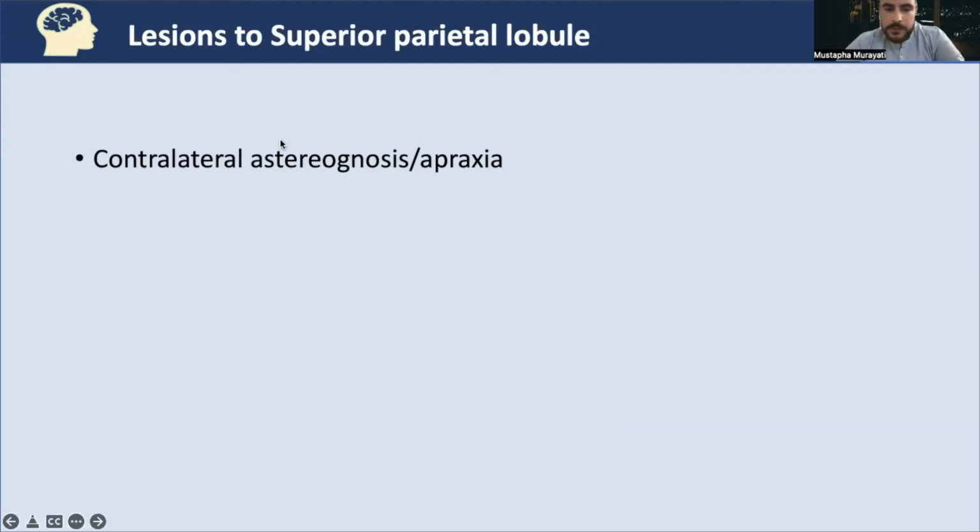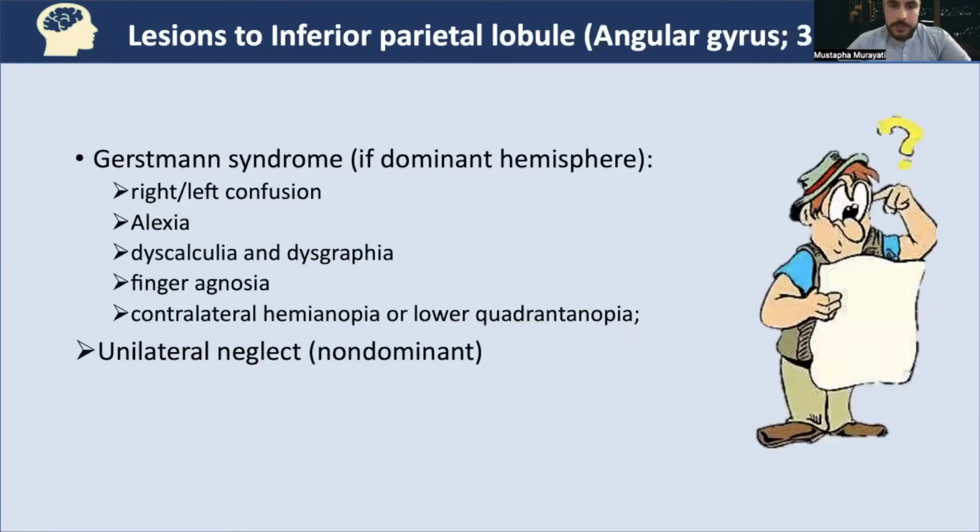Now we will talk about a few single lesions in the parietal lobe. The lesions to the superior parietal lobule cause contralateral astereognosis or apraxia. So these are a few lesions we will talk about now, just to run quickly through them with no big details. If lesions occur in the inferior parietal lobule, and specifically the angular gyrus, which represents area 39, in the dominant hemisphere, for example the left side, it can cause the Gerstmann syndrome, while in the non-dominant hemisphere, it can cause the neglect syndrome. And we will talk about them now.